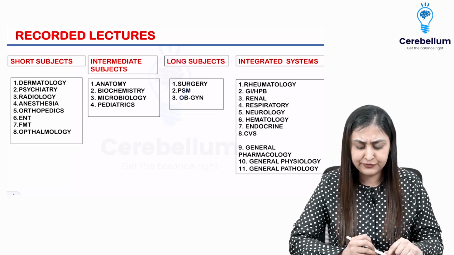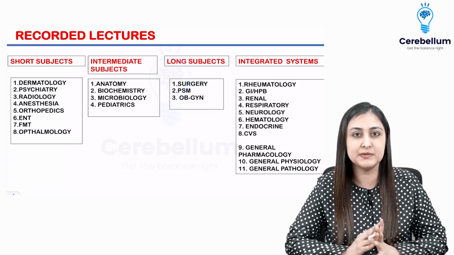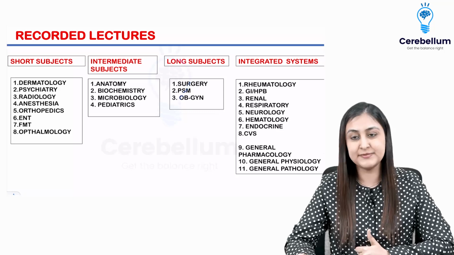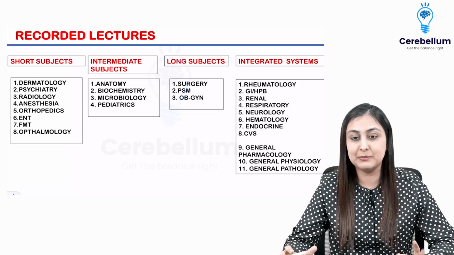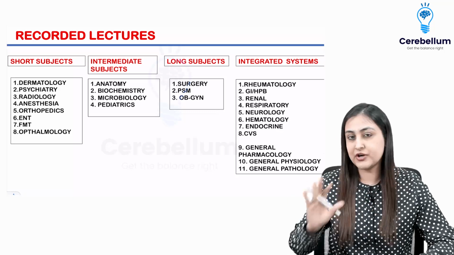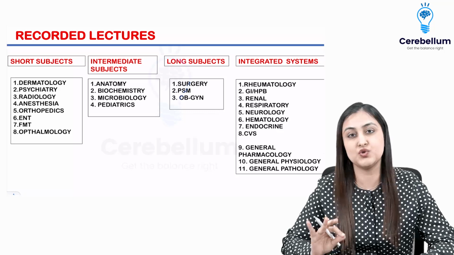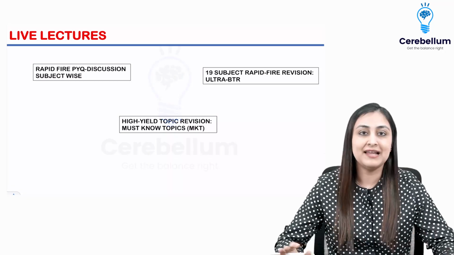Intermediate subjects, roughly the lectures would be around 2 to 3 hours, whereas long subjects maximum are around 4 hours. Surgery I think is up to 5 hours. Whereas the systems, each system is 1.5 hours max. So this is how the timeline is. I hope you got a sense of how much time you have to invest in seeing the lectures, which is not much. Now in addition to this, we are going to have live lectures.